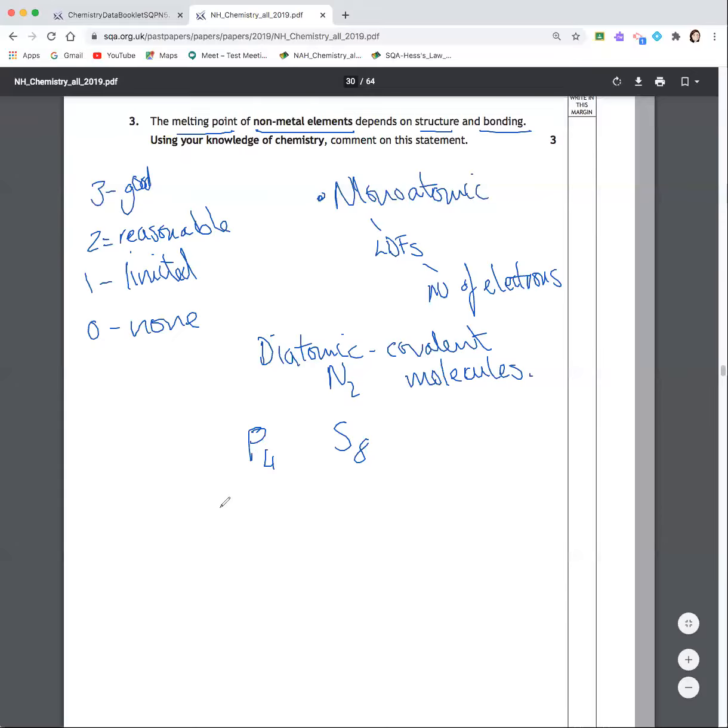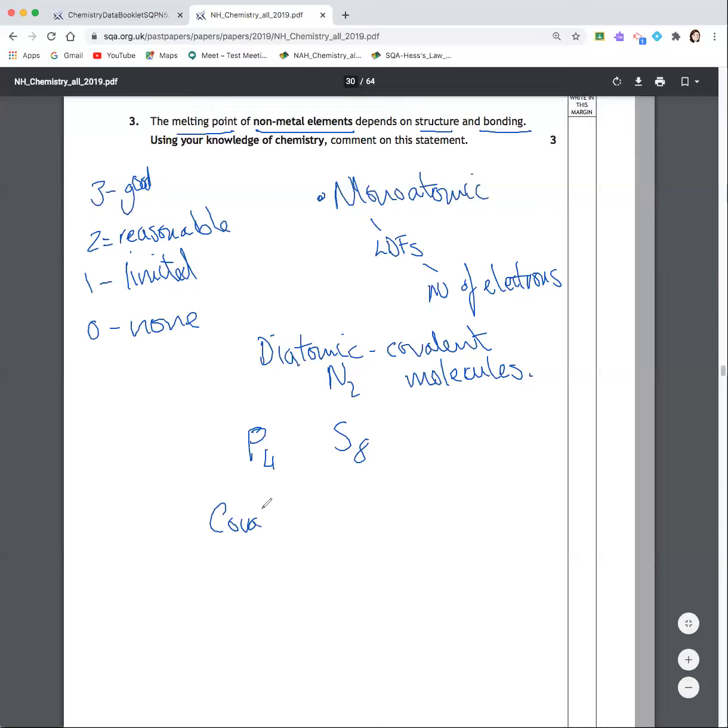And lastly, you've got the covalent networks. So when you melt a covalent network, you need to break strong covalent bonds, which requires a lot of energy, which means that they have extremely high melting and boiling points. So the 3 covalent network elements are carbon, silicon, and boron. And carbon is a covalent network in the form of diamond and graphite.